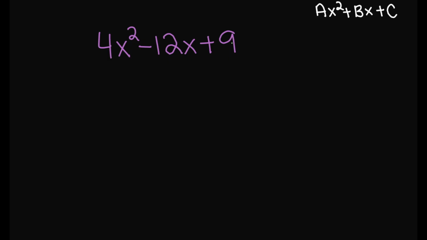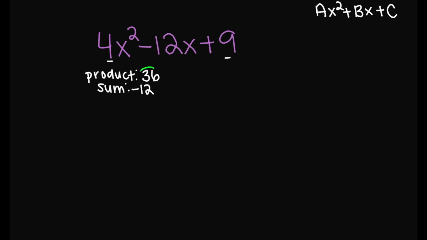Let's look at this example here, 4x squared minus 12x plus 9. First thing we're going to do, we're going to multiply my 4 times my 9 first. Remember, we're starting from here times here. This is going to be your product, and 4 times 9, this is going to be 36. And then your sum is going to be a negative 12.